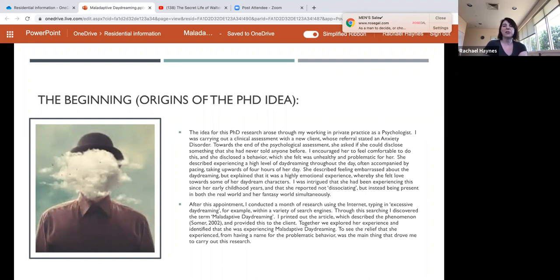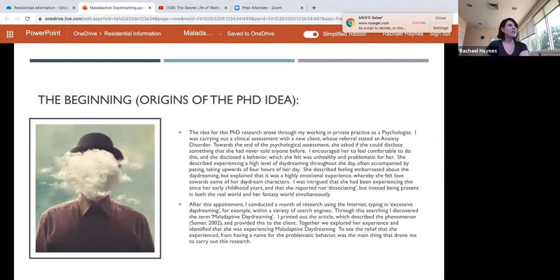a clinical assessment with a new client. Her referral stated an anxiety disorder. So towards the end of the psychological assessment, she asked me if she could disclose something she'd never ever told anyone before. So, of course, I encouraged her to feel comfortable to do so. And she disclosed a behaviour to me which she felt was unhealthy and particularly problematic for her.